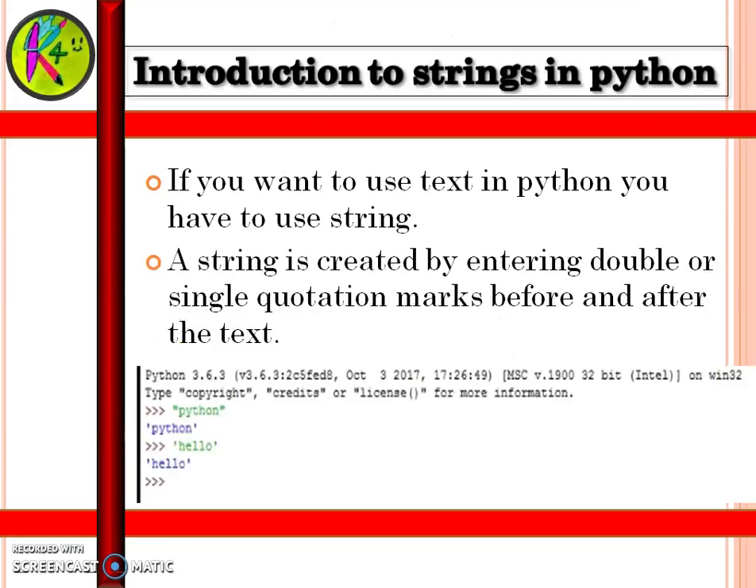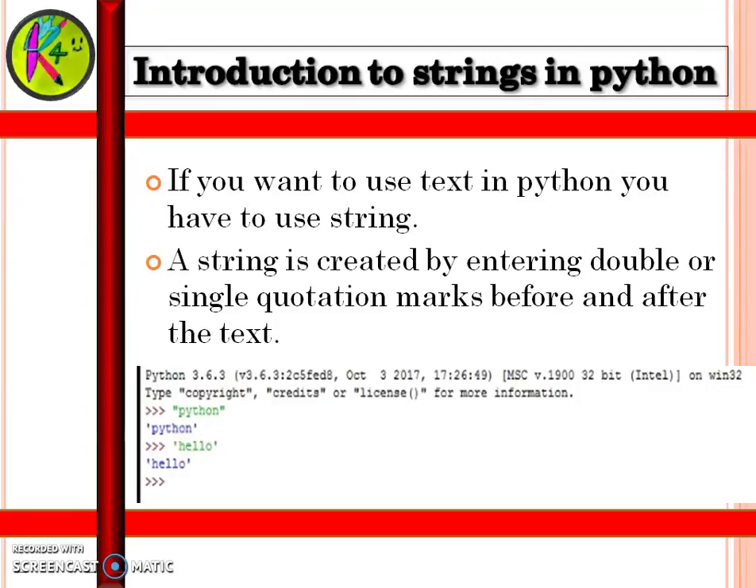If you want to use text in Python, then you have to use a string. So the question is how to create a string. You can create a string by entering double or single quotation marks before and after the text. Here in the Python shell, you can see that I have typed Python and inserted double quotation marks before and after Python, so I have the result as a string. Similarly, I have done it for hello, but I have used single quotation marks.